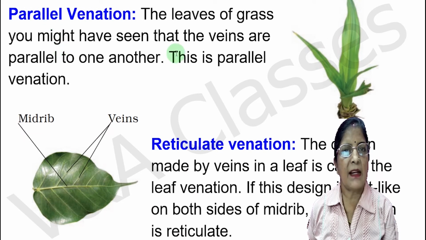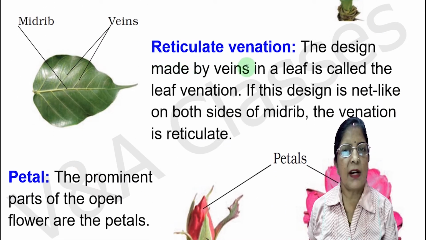Next keyword is parallel venation. The leaves of grass, you might have seen that veins are parallel to one another. This is parallel venation. Next keyword is reticulate venation. The design made by veins in a leaf is called leaf venation. If this design is net-like on both sides of the midrib, the venation is reticulate.